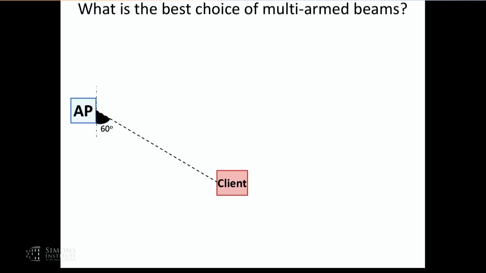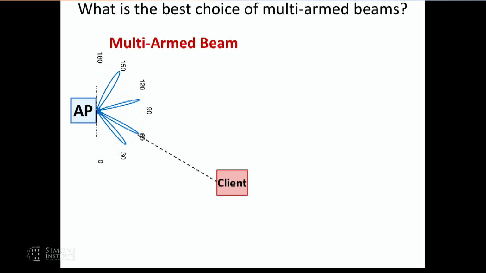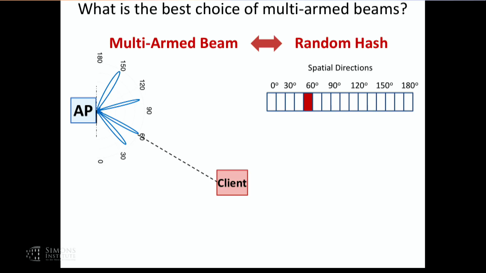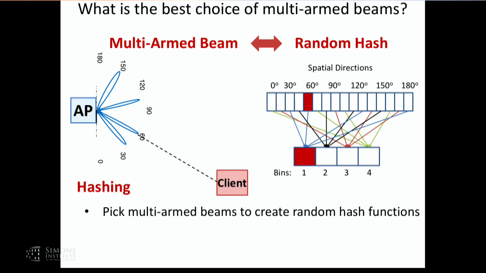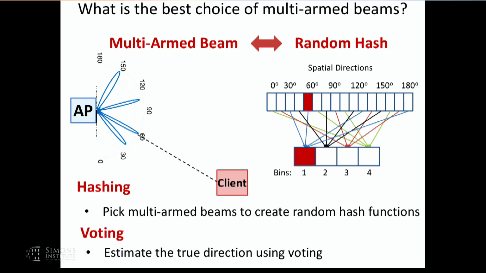So what you need to do to solve this problem is basically have some randomization. And so what we need to do is pick these multi-armed beams to create sorts of random hash functions. So where if we look at the different directions, each set of directions maps to one bin. And so if we use random hashing, then all we have to do is use a voting-based process to figure out which directions the signal comes from. Now, of course, there's a lot more details, because actually, the beams are not that discrete, and you cannot separate them that easily, but I'll leave that for the paper.